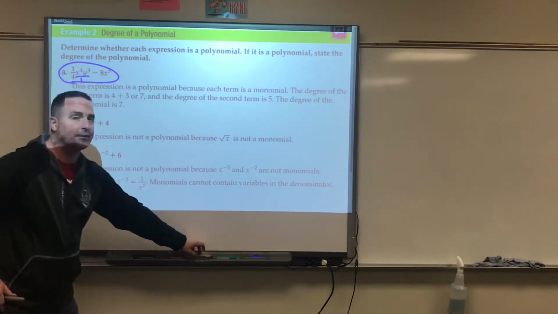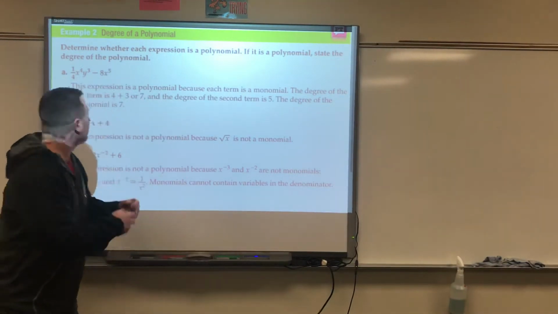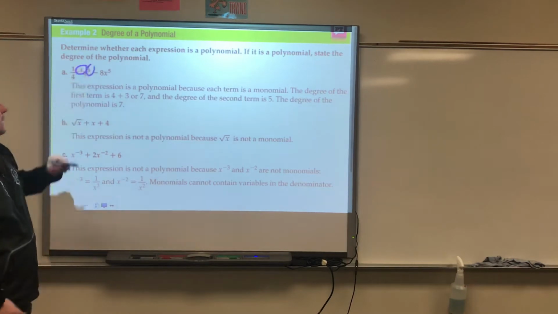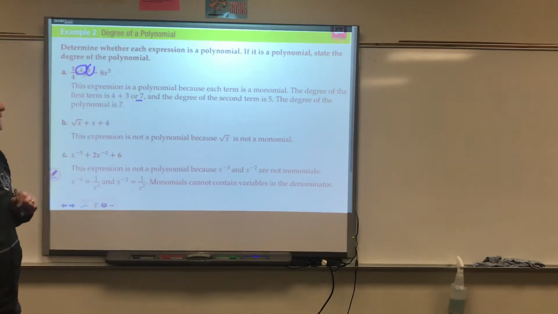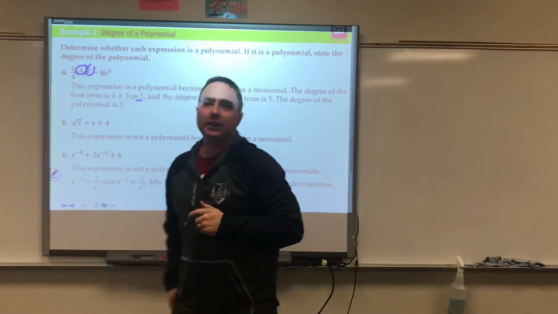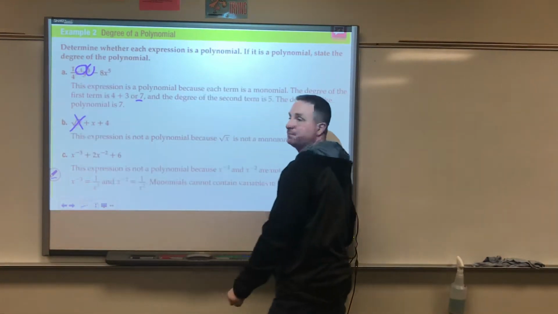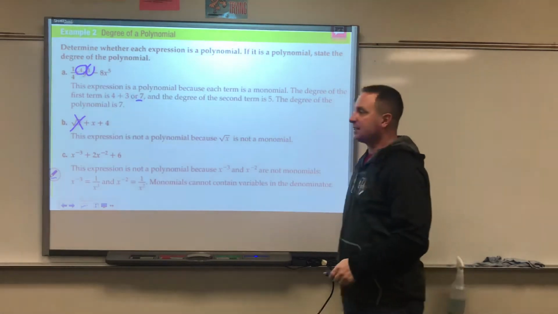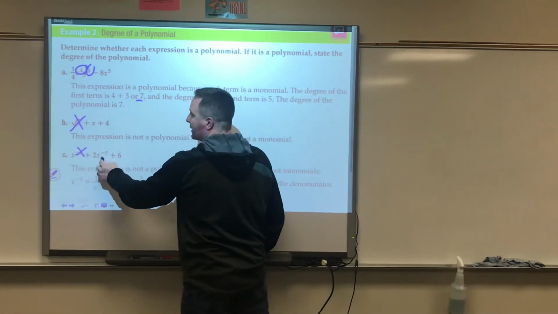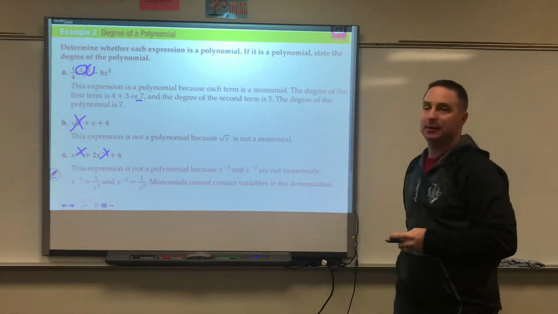Where are they getting 7 from? Well, they're getting 7 from right here, the 4 and the 3. 4 plus 3 is 7. Okay? When I look at letter B, it is not, because we can't have radicals. And letter C is not because it has a couple negative exponents. It is not a polynomial.